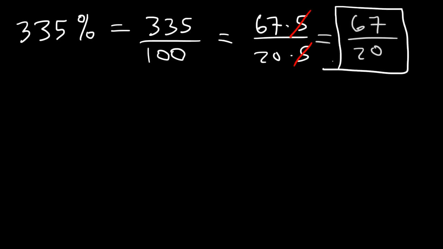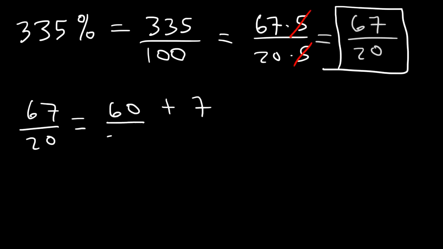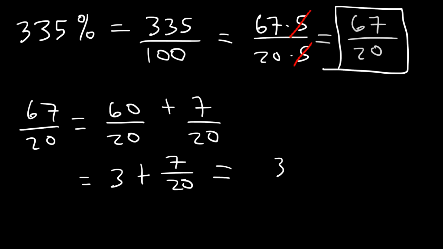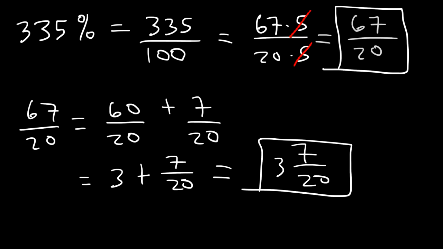Now let's convert this into a mixed number. So I'm going to break it down into 60 and 7 because 20 goes into 60 nicely. 60 divided by 20 is 3. So it's 3 plus 7 over 20. And here's the answer as a mixed fraction: 3 and 7/20. And so that's it. That's all you got to do.